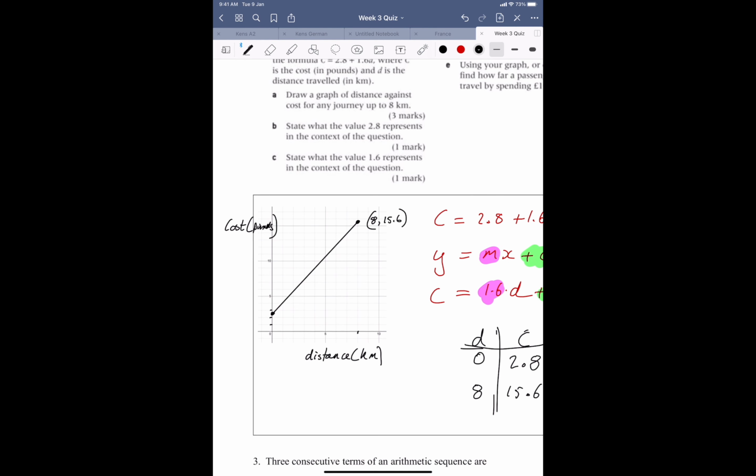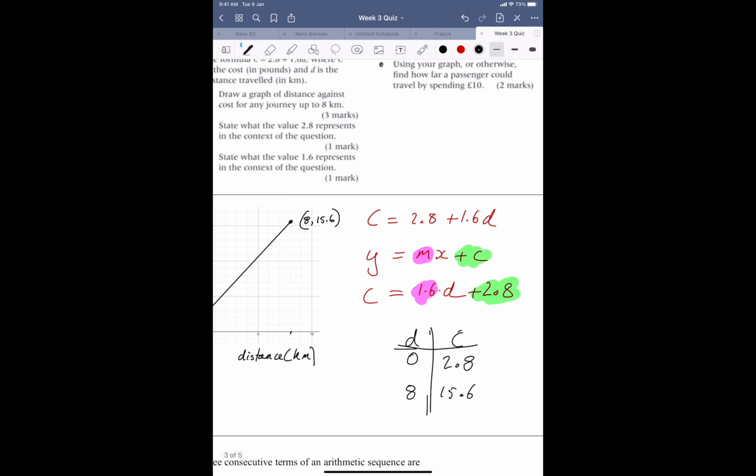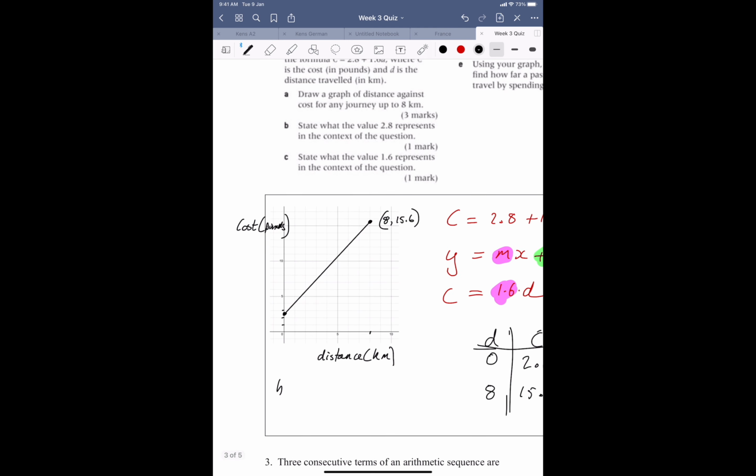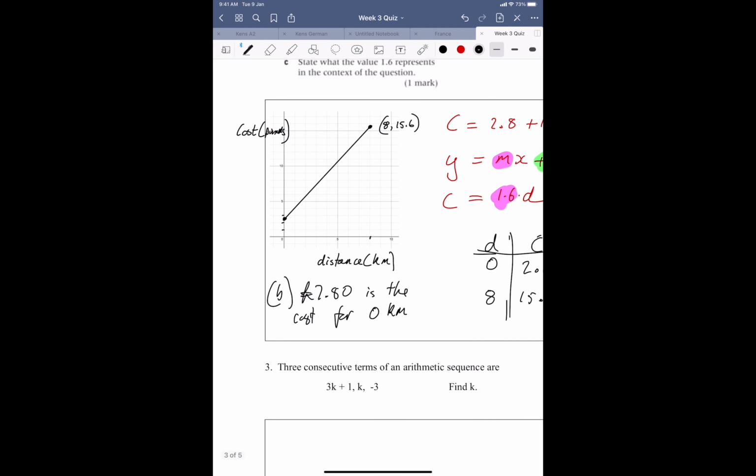Okay, state what the value of 2.8 represents. Well, 2.8 represents 2.80. For sure it's the cost in pounds, but this is the cost for 0 kilometers, so y-intercept, but basically try and translate that into what does it really mean. It's the call out cost, right? If you order an Uber and then you cancel it, you're going to be charged a cancellation fee, aren't you?